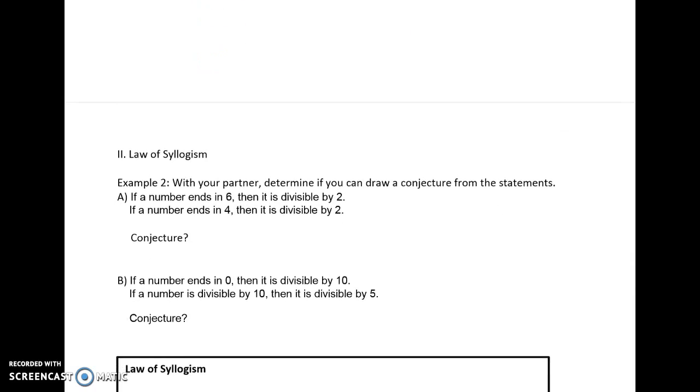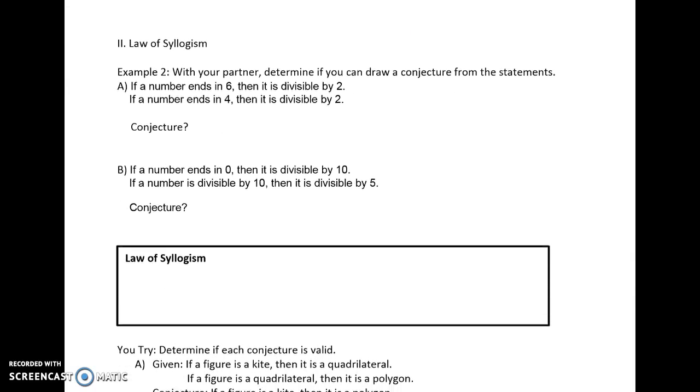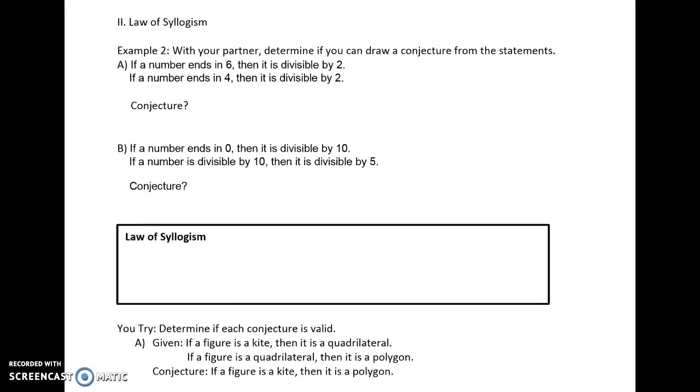The second part of deductive reasoning is the law of syllogism. So once again, I know we don't have partners today, but using your own brain, figure out if you can draw a conjecture or a conclusion from the statements. And only one of them should work, so think about it.